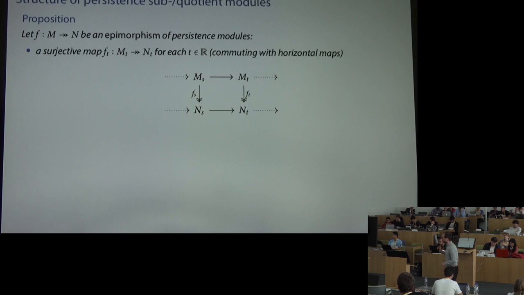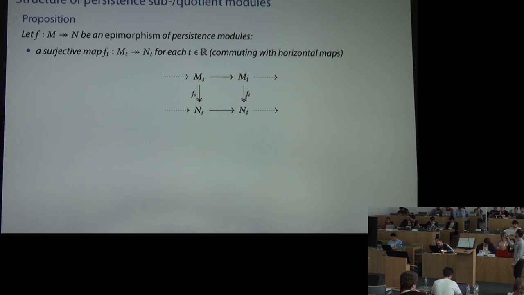We look at epimorphisms of persistence modules. What is that? So you understand what persistence modules are. They are one parameter families of vector spaces. And an epimorphism is simply a morphism of persistence modules, so these ladder-shaped diagrams, and at each index I have a surjective map. Right? Going from top to bottom is always a surjection. And as before, this is a commutative diagram. So going from MS to NS and then to NT is the same as from MS to MT and then to NT. So that's my setting.